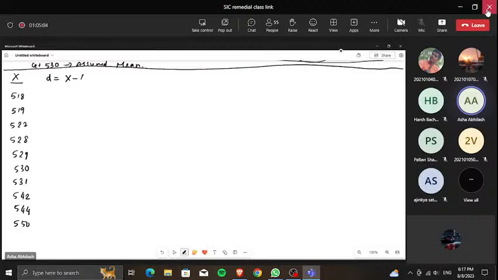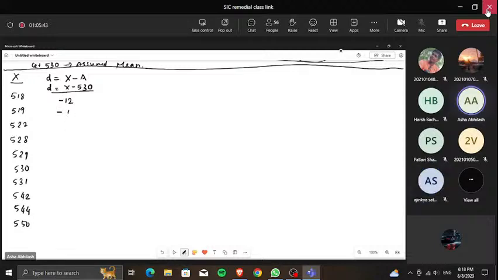So d is equal to x minus A, where A is nothing but your assumed mean 530. So d is equal to x minus 530. What will come over here? 518 minus 530. Now you complete this column and tell me one by one. What value are you getting? 518 minus 530. Minus 12. Yes. Now 519 minus 530.